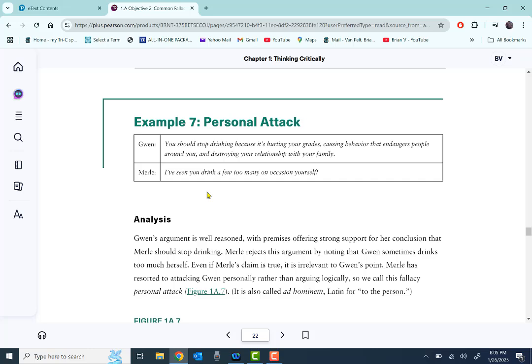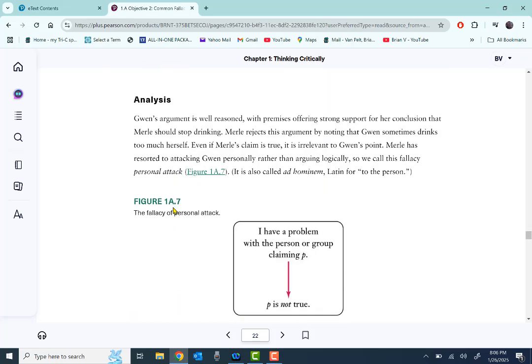Merle is most likely embarrassed or defensive about his problem, and so he says, well, you do it too. What about you? And so hopefully you can see that Merle's response didn't do anything to understand anything about Gwen, and it didn't further the argument at all. It was intended to stop the argument.